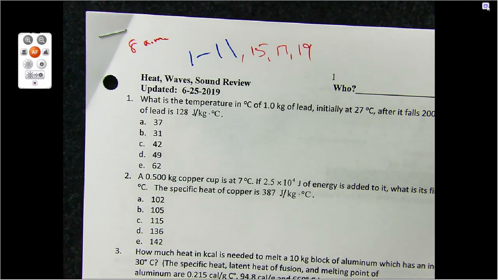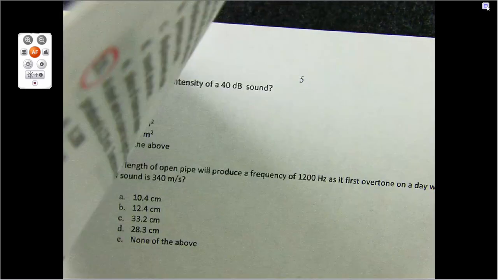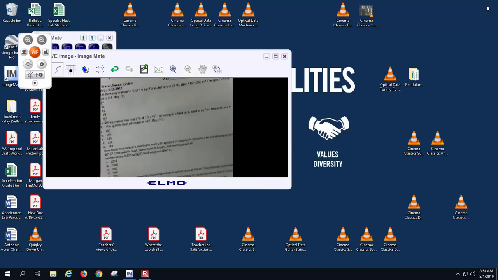And we'll do a bunch of Doppler equation calculations next time we meet. And it looks like I don't have very many Dopplers on here.